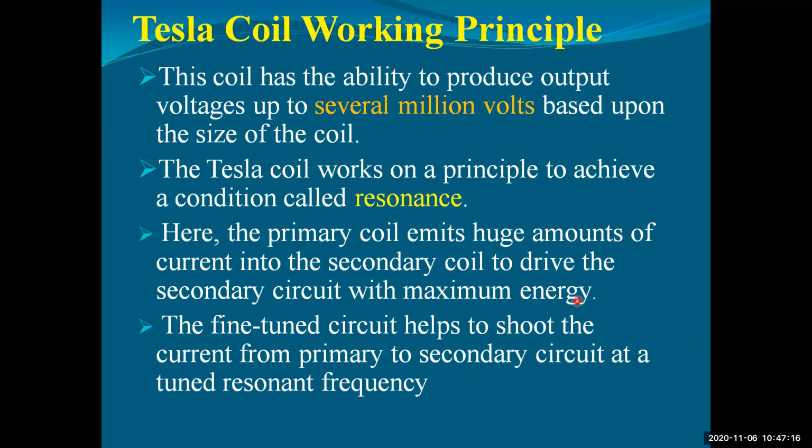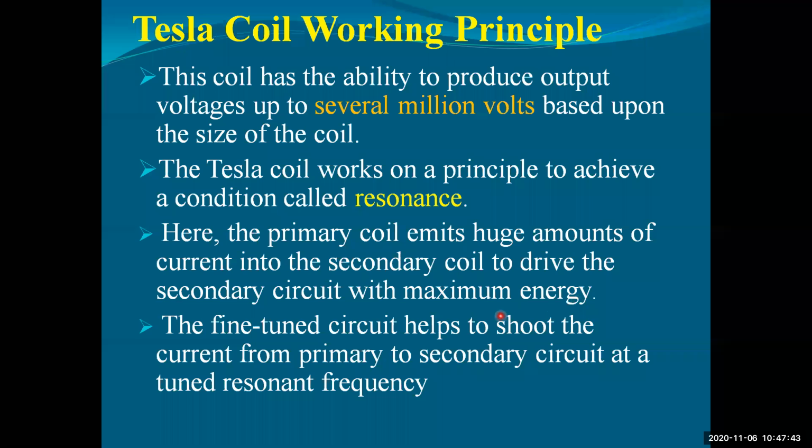That primary current is passing to the primary winding of a resonance transformer. Then the primary winding of the transformer is excited with a huge amount of current. By using a spark gap and capacitor arrangement, LC and inductor, it is possible to generate very high current.